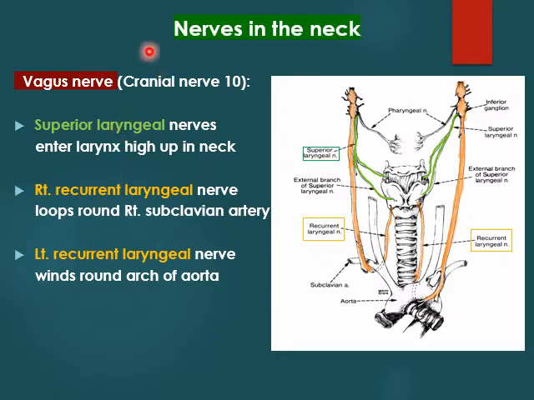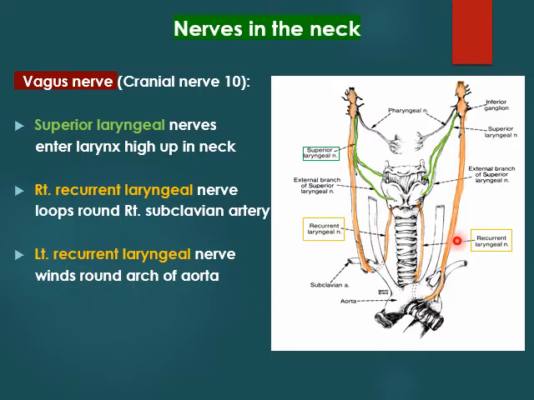The most important nerve in the neck is the vagus nerve, which is cranial nerve number 10, as shown in this diagram here. This is the vagus nerve. There are three main branches: the superior laryngeal nerve, which enters the larynx high up in the neck here. Then the most important, the right recurrent laryngeal nerve, which on the right side loops around the right subclavian artery and then goes upwards in the tracheoesophageal groove and enters the thyroid.